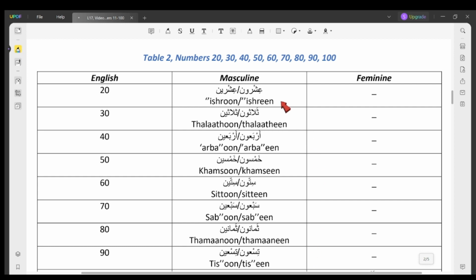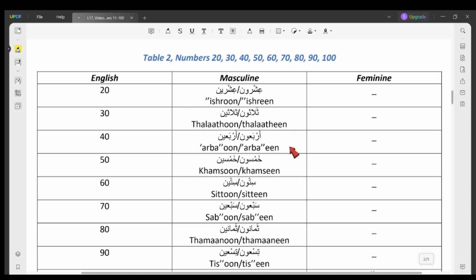Now let's start with the number 20. عشرون or عشرين. Again, there is no difference between the ending un or in. The difference is only grammatical, and in conversation it really doesn't matter which one you use, so go ahead and use the one that you are more comfortable with. Now let's learn 30. ثلاثون or ثلاثين. It's pretty much the number ثلاث plus the ending un or in.